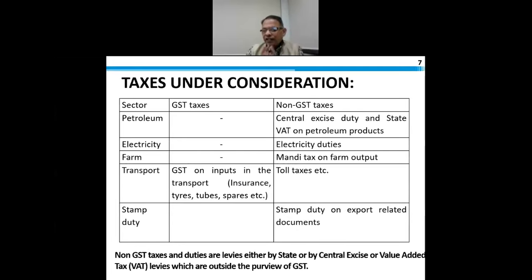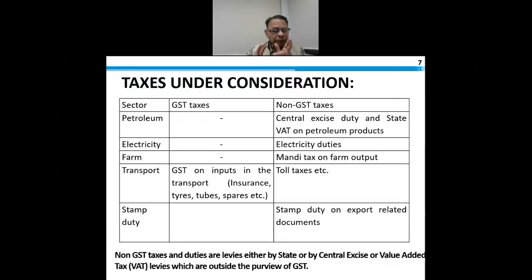So what are the normal considerations of taxes under the scheme? The first is petroleum taxes. Why? Because they are not covered under GST. Central excise duty and state VAT on petroleum products.